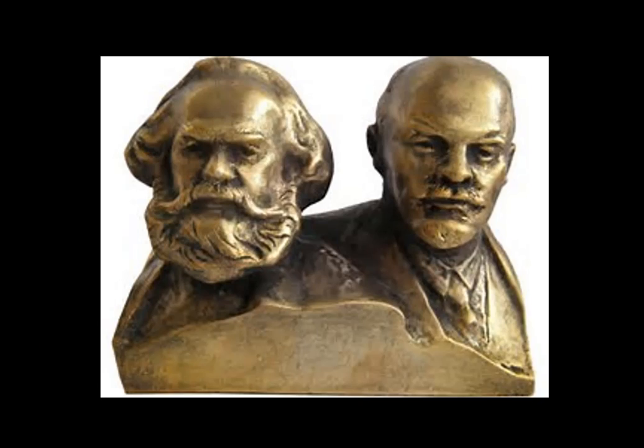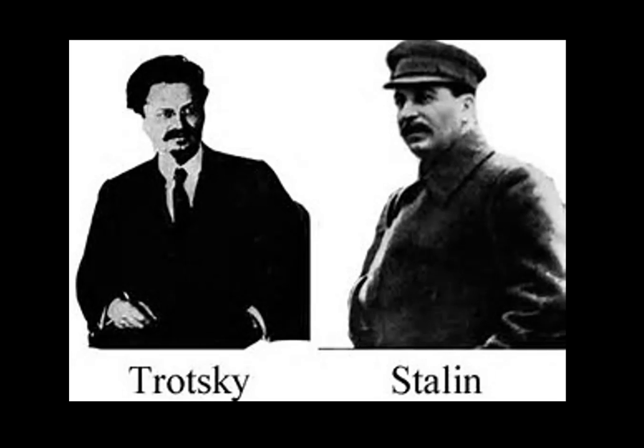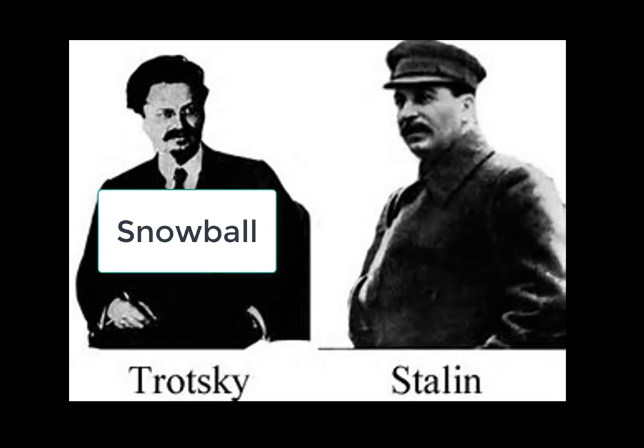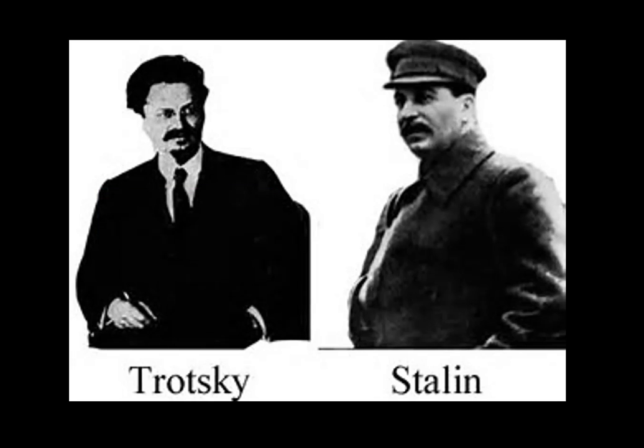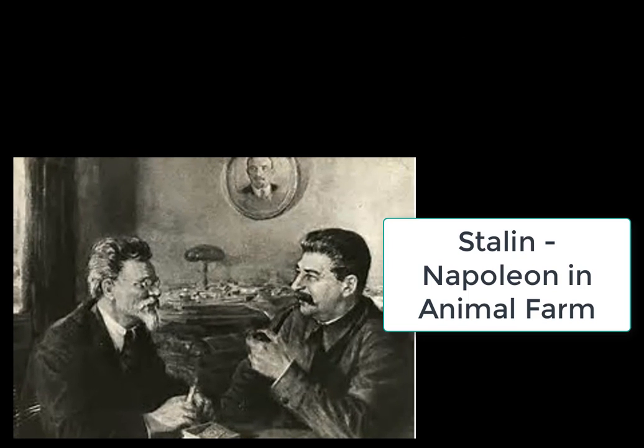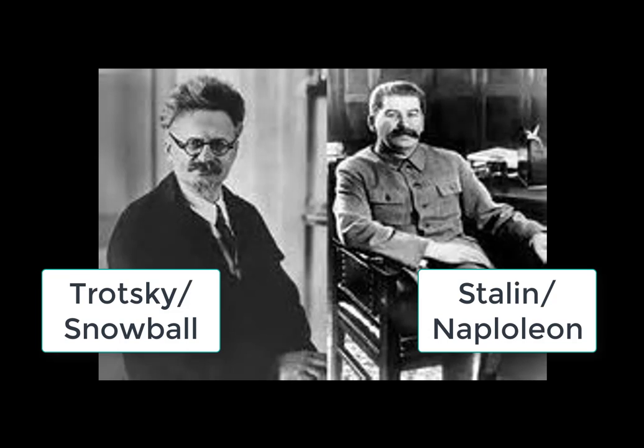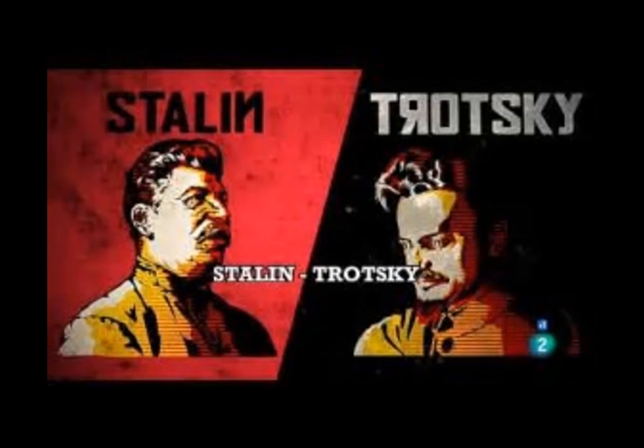The other key figures in the novel, Snowball and Napoleon, are also two pigs. They are directly based on Leon Trotsky, who is Snowball. He was a revolutionary leader under Lenin, and he led the Red Army. He was exiled by Stalin, who was also a revolutionary leader. Napoleon is modelled on him. Those two fought for power after Lenin's death. Stalin got the upper hand, exiled Trotsky, and later had him murdered.